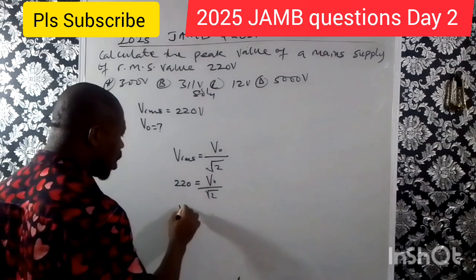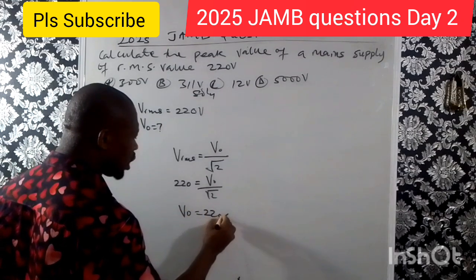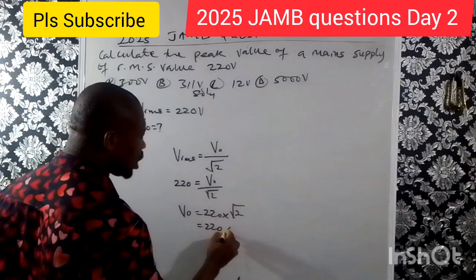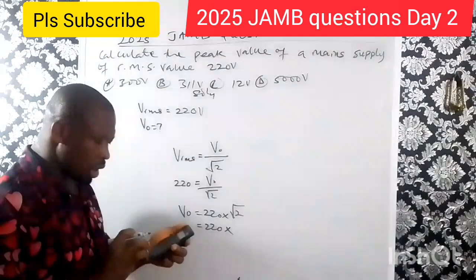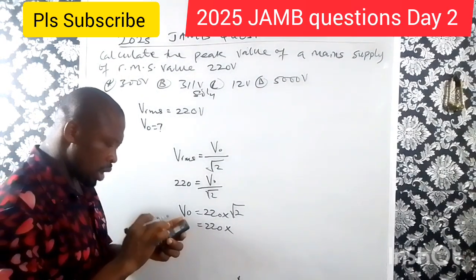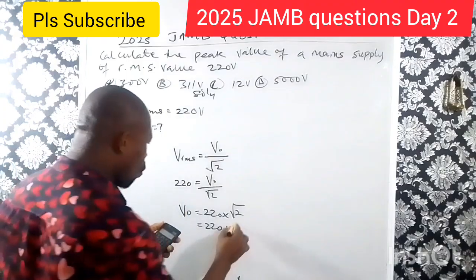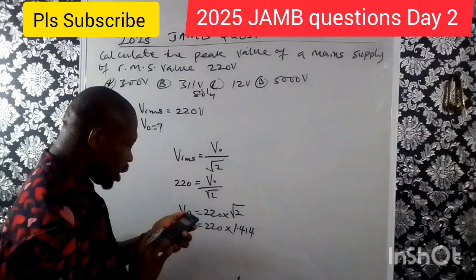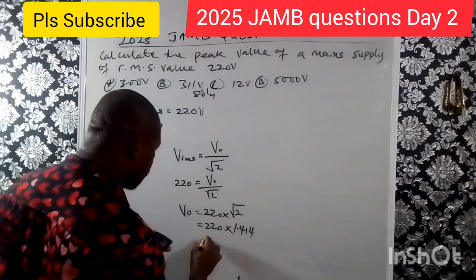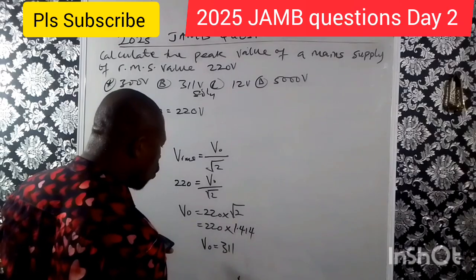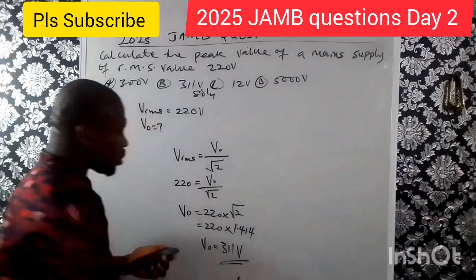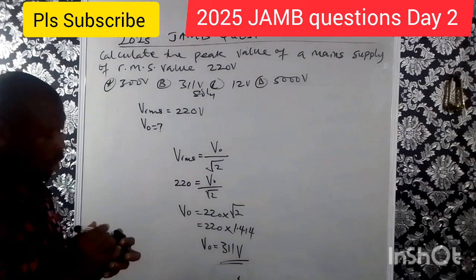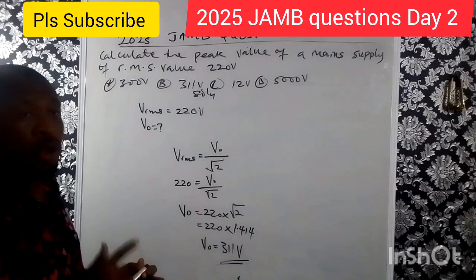If you make V naught the subject, we have 220 multiplied by the square root of 2, which is around 1.414. Now if you multiply it by 220, we have that V naught is 311 volts. And that is option C. The correct answer option is C. We'll take the next question.